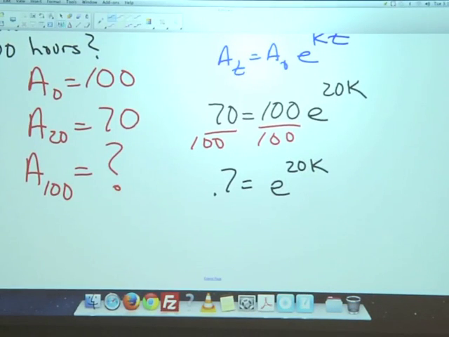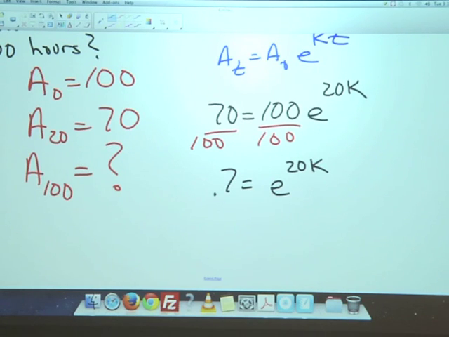Now, I want to solve for k, but k is an exponent. How do I get to it? Everybody, if you look on the calculator, you notice where you've got the ln button and the e to the x, and they're paired up. You look on your calculator, you see ln is probably on the button and right above it is e to the x.